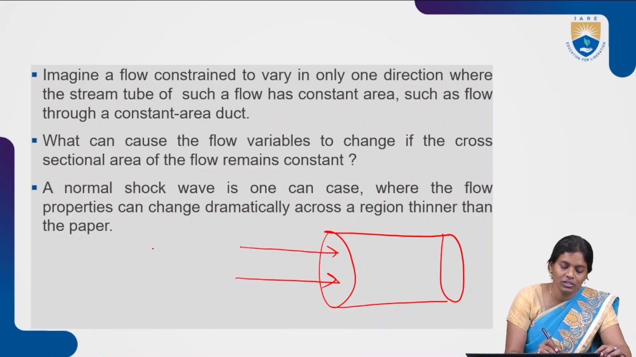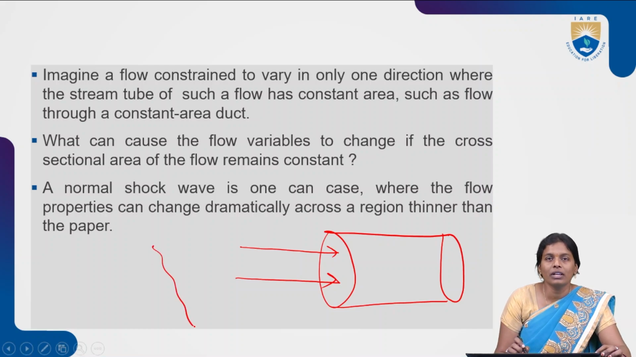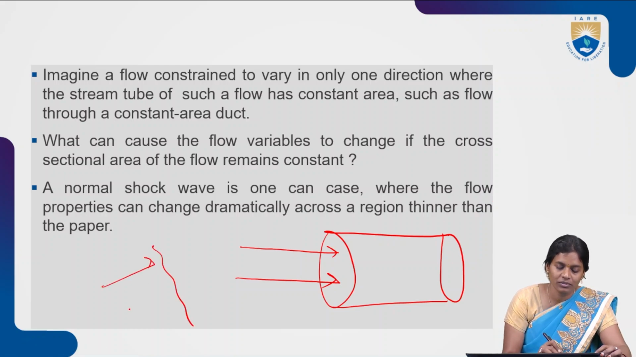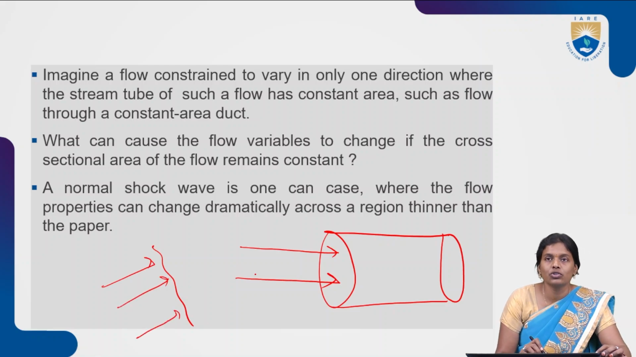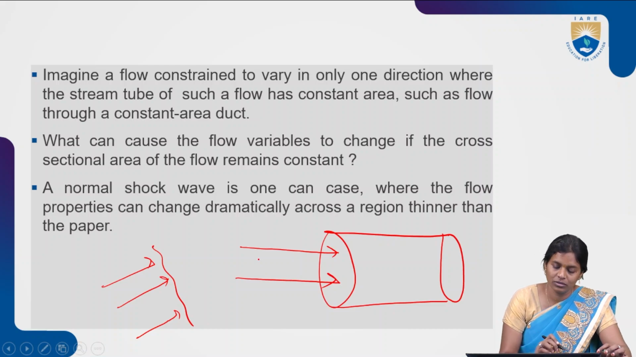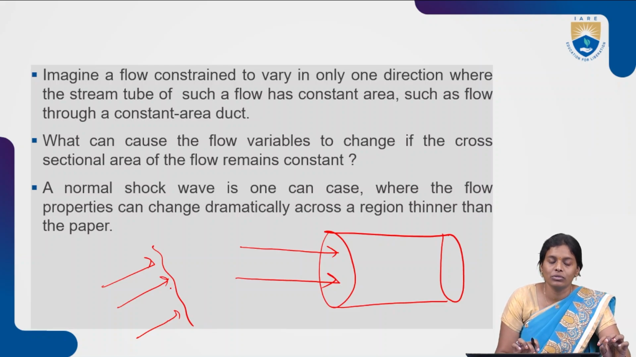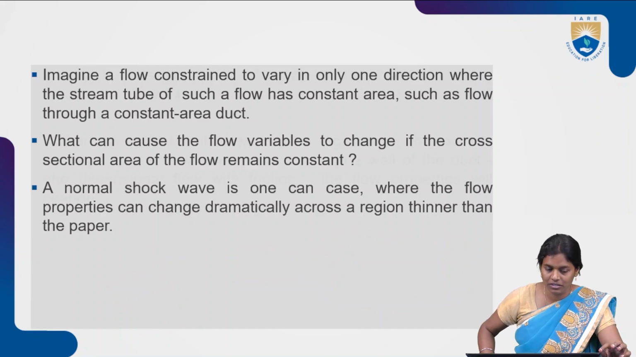So we are talking about the shock wave, right? Shock wave formation will be there. Across this shock wave, the flow properties are going to change. The region is much thinner than a paper, and within that region itself there are big changes in the flow properties, right?